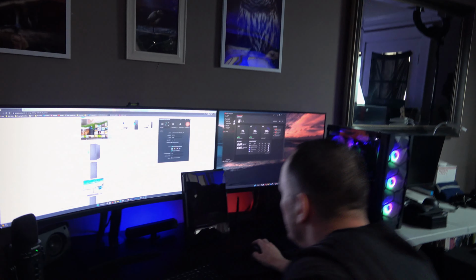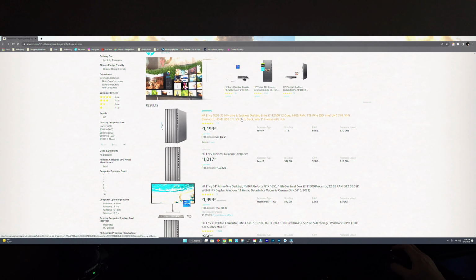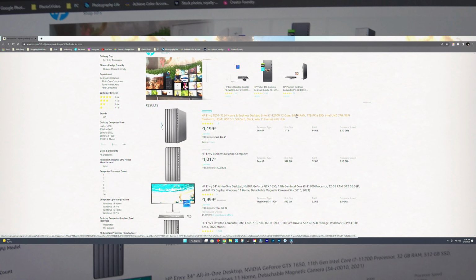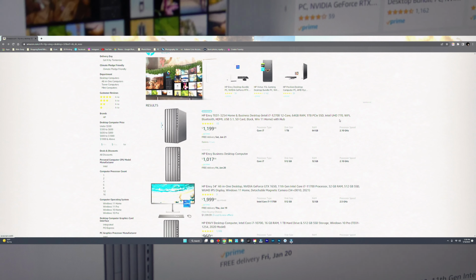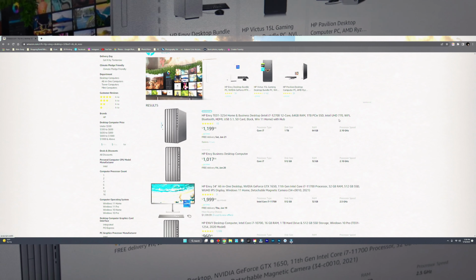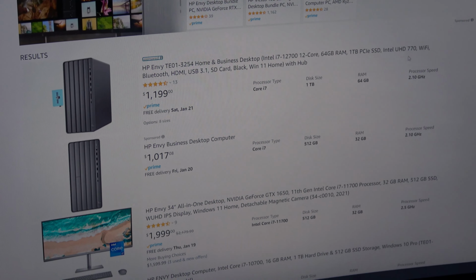If you go over here to my computer, I'll show you. I'm going to cut on a screen recorder real quick. As we look at my computer right here, you can see the HP Envy Home and Business Desktop. It has the i7-12700 with 12 cores, 64 gigs of RAM, a 1 terabyte PCIe SSD, and Intel UHD 770. So you see it has built-in graphics, and that will leave you with the same problem I have, where you can't upgrade your PC. One of the biggest reasons for having a desktop PC is being able to upgrade it later. If you can't upgrade it later, then why spend $1,200 for something that you can't fine-tune or invest in later on?